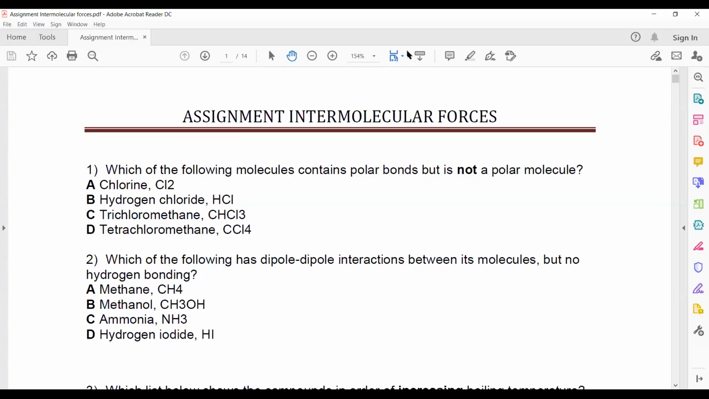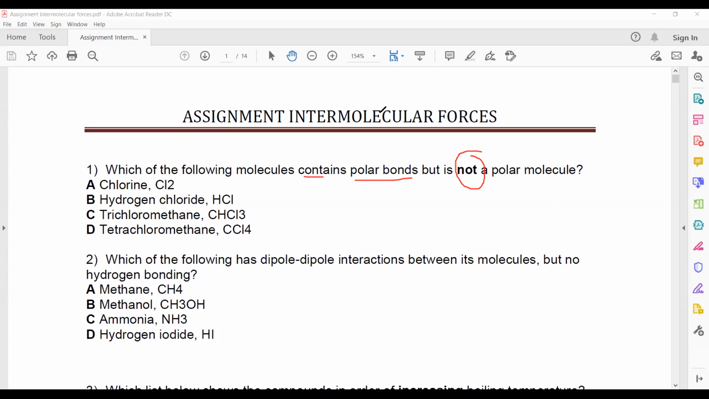Some questions related to intermolecular forces. Which of the following molecules contain a polar bond? A polar bond means it forms between two different atoms, but that does not make it a polar molecule. The bonds are polar, but the overall molecule has symmetry, so they cancel out each other. What's the right answer for this?